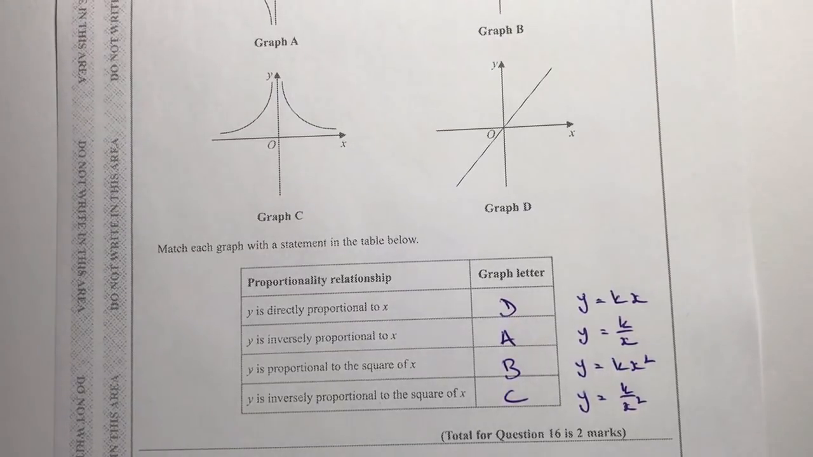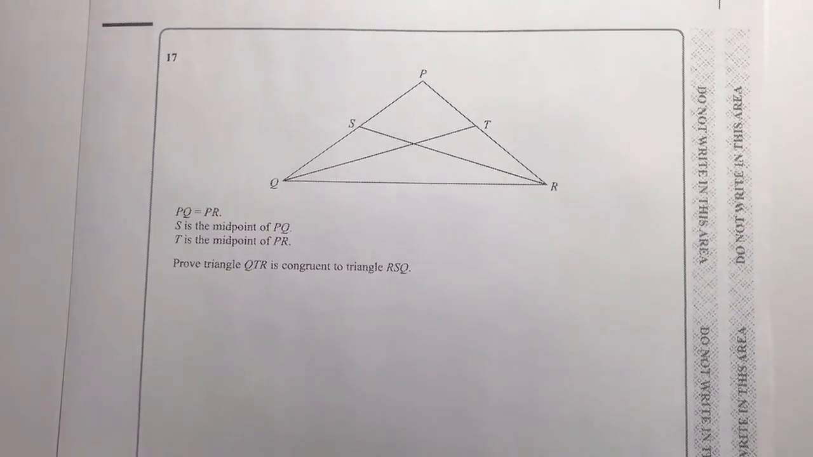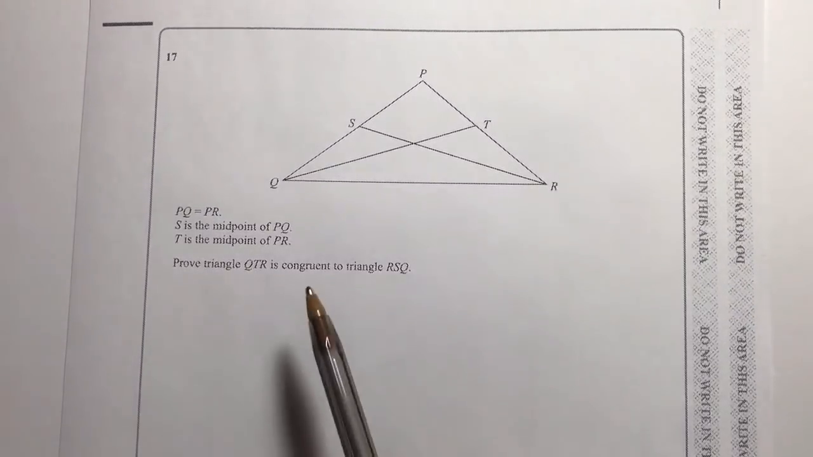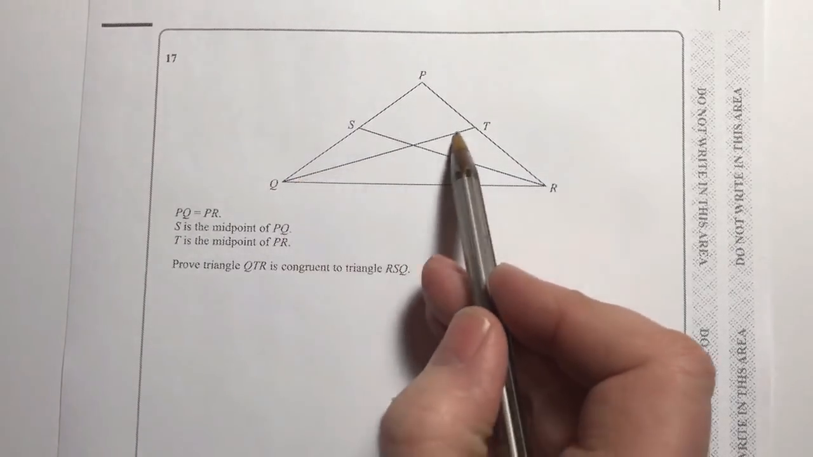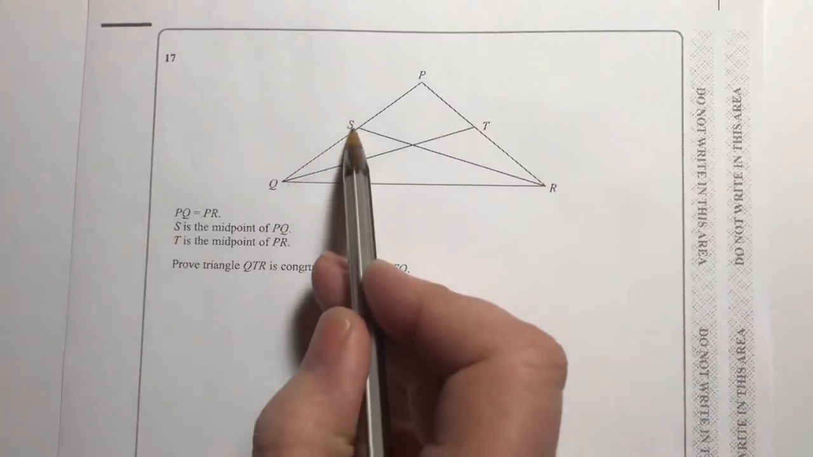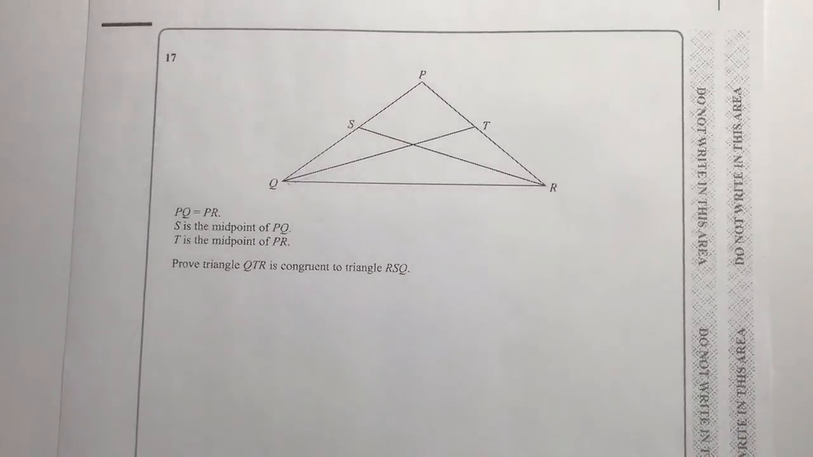Let's move on then to question number 17, and question 17 deals with proof, proof of congruency. Congruency just basically means that two triangles are the same. What we're saying is that this triangle, QTR, is the same as this triangle, which is RSQ.